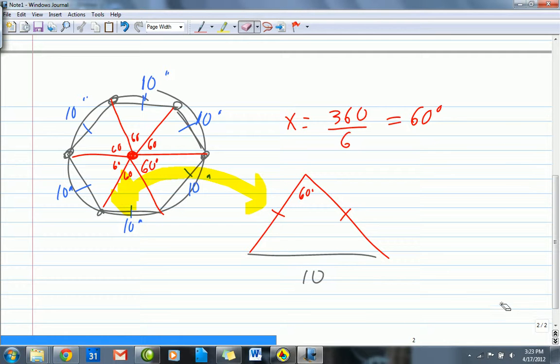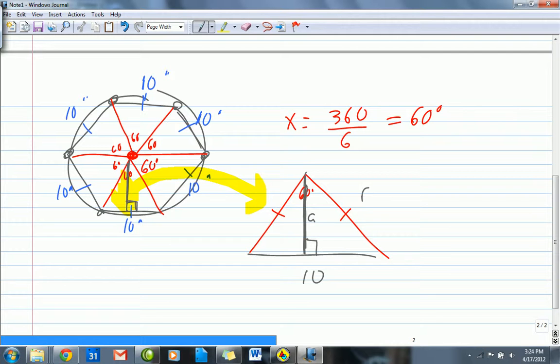And what I want to do now is find the following 2 pieces. I want to find this, which is the apothem, same as this right here. See that? And I want to find the red piece, which is the radius, right? This guy right here is the radius. So I have the radius and the apothem.